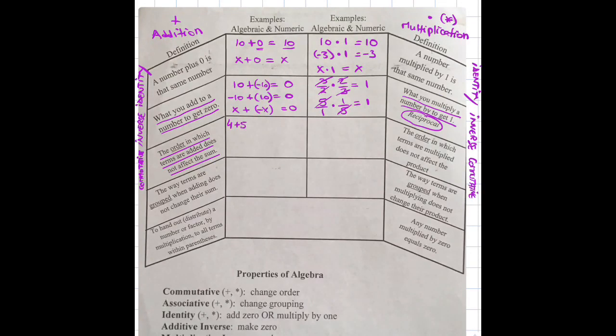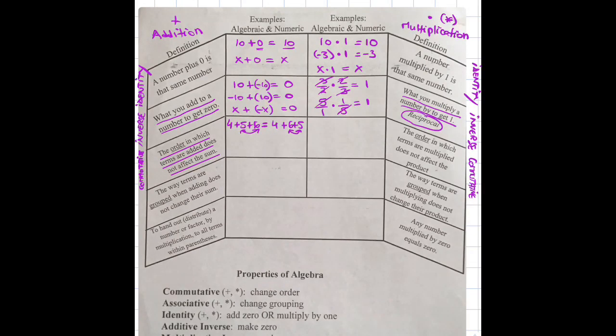4 plus 5 plus 6 gives me the exact same result as 4 plus 6 plus 5. As you noticed in this case, 5 and 6 commuted, which means 5 and 6 changed places. Instead of 5 plus 6, now I have 6 plus 5. If the numbers physically change place, that example illustrates the commutative property.